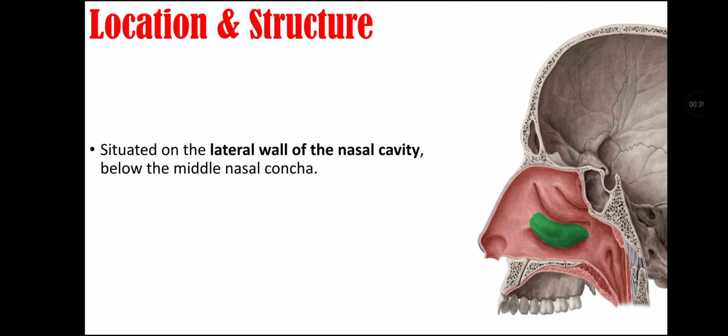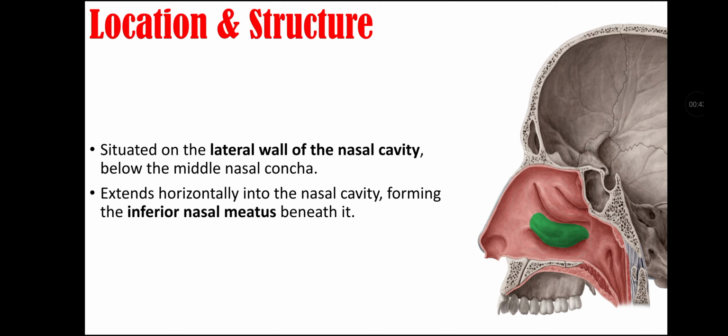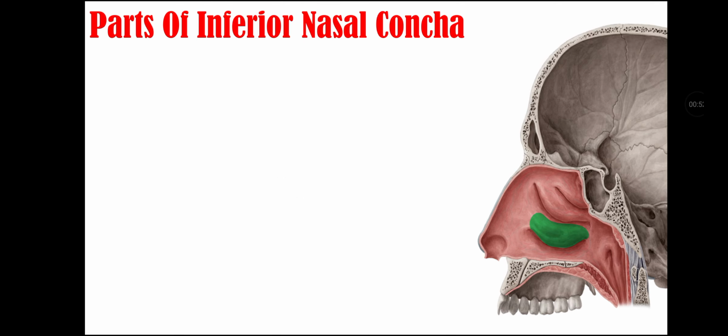Location and structure of inferior nasal concha. It is situated on the lateral wall of nasal cavity below the middle nasal concha. It extends horizontally into the nasal cavity, forming the inferior nasal meatus beneath it. Each bone is thin, spongy, and scroll-like in shape.